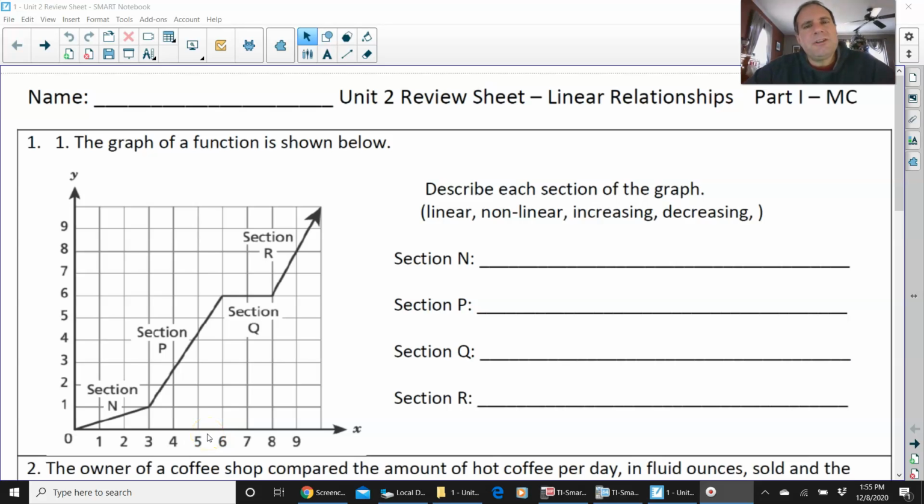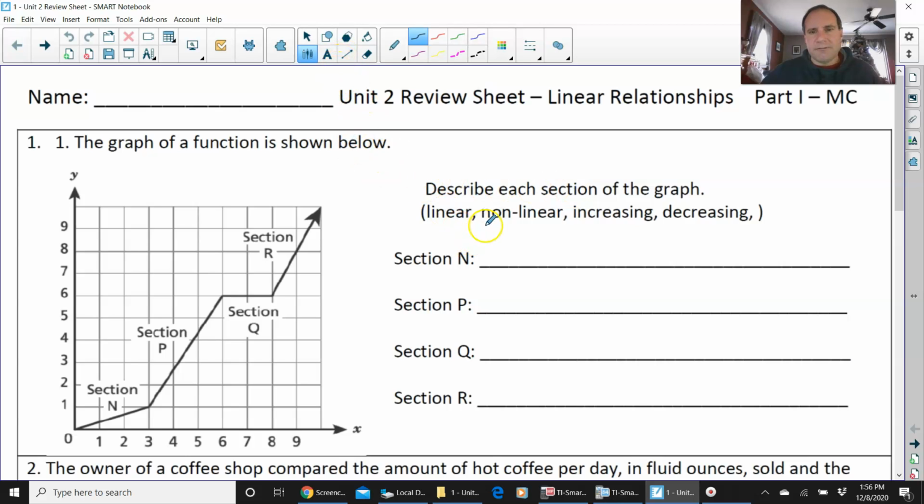Hello everyone, this is the Unit 2 review sheet, Part 1, 20 questions. All will be multiple choice on the actual test. So the graph of this function, number 1, is shown below, and here's the graph. It says describe each section in the graph: linear, nonlinear, increasing, decreasing. So I'm going to highlight section N.